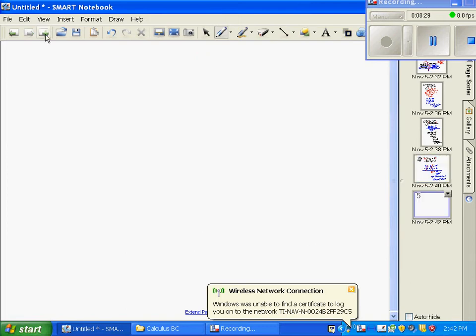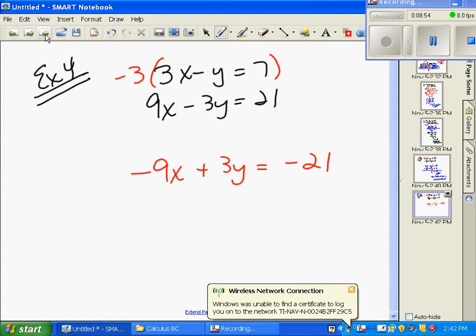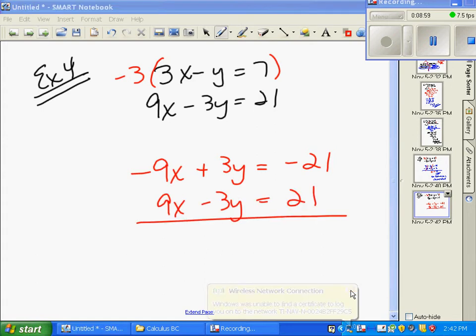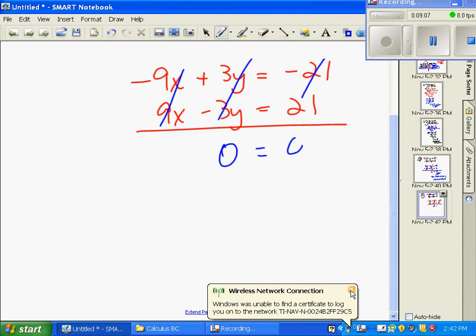Okay, example 4. Here I have 3x minus y equal to 7 and 9x minus 3y equal to 21. So I'm going to eliminate the x again, and this time I'm going to have to multiply the top equation by -3. So I get a -9x plus 3y equal to -21. Second equation, 9x minus 3y equal to positive 21. Now, if I look at this one, both the x's and the y's canceled over here on the left side, so I get a 0, but so did the 21 and the -21.